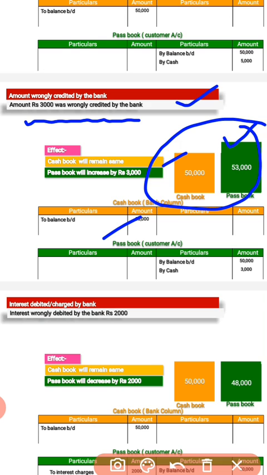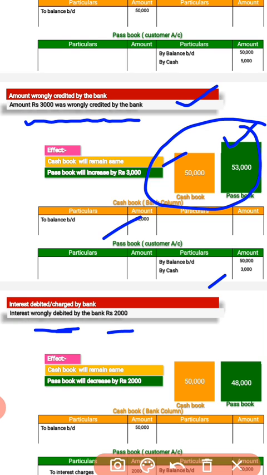Cash book balance remains same 50,000, but bank has wrongly entered 3,000 on the credit side of customer's account, means bank has added 3,000 in our account. Next reason of difference is interest charged by bank. Interest wrongly debited by bank, or we can say amount wrongly debited by bank.